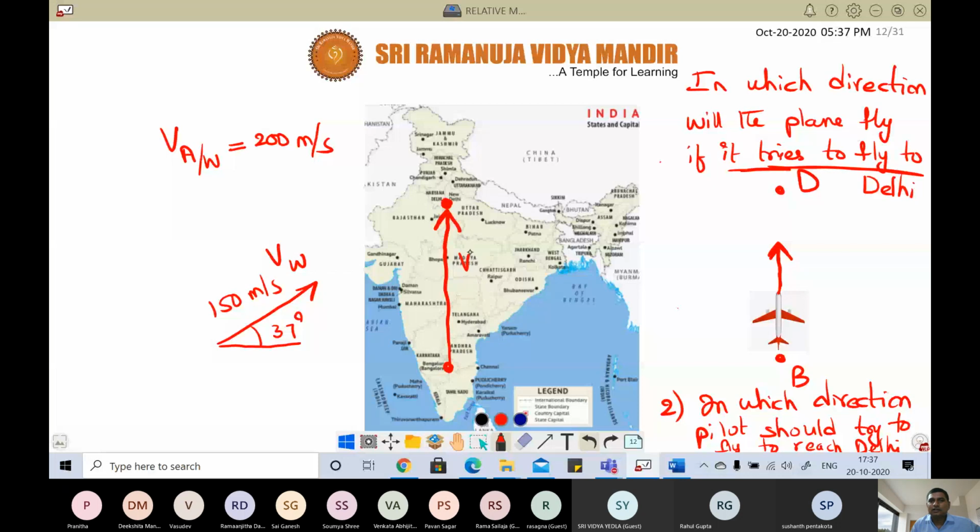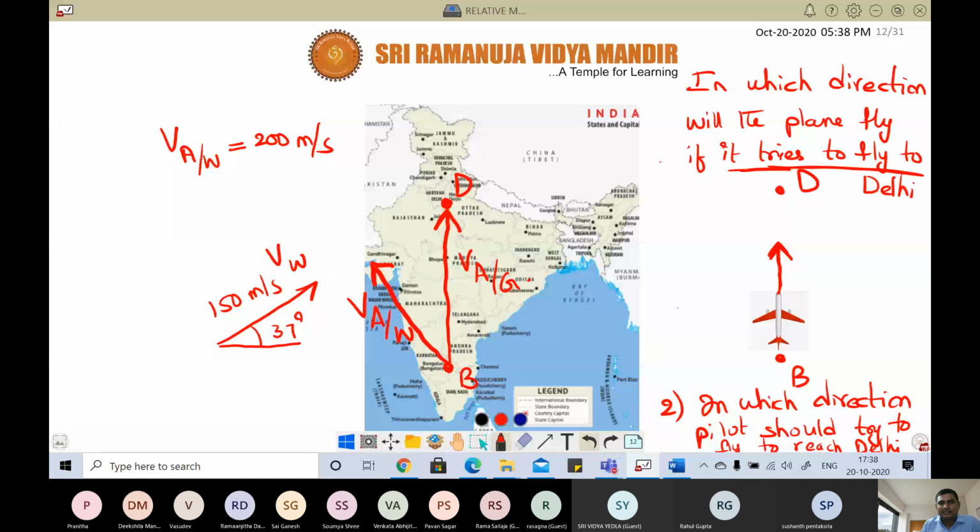So that means this is called the velocity of aeroplane with respect to ground. This is, let's say, Bangalore, so that means B, and this is D. Now by common sense, I know that I have to fly toward this side. Correct or not? Now this is called the velocity of aeroplane with respect to wind. Now I just need some angle, either from the x-axis or y-axis.